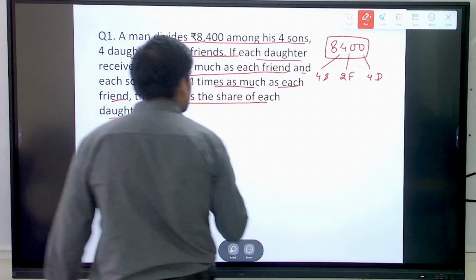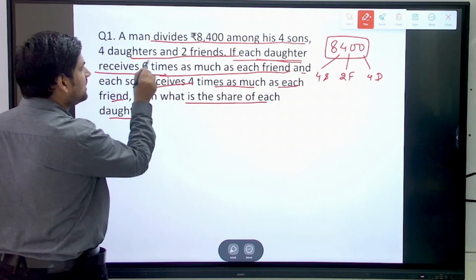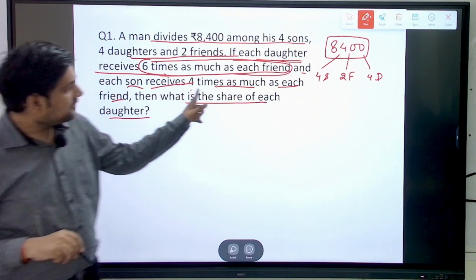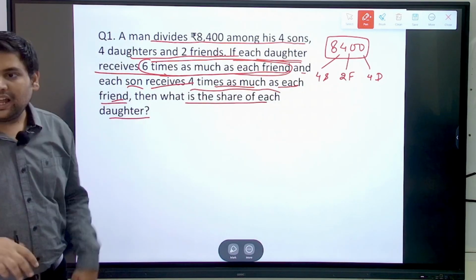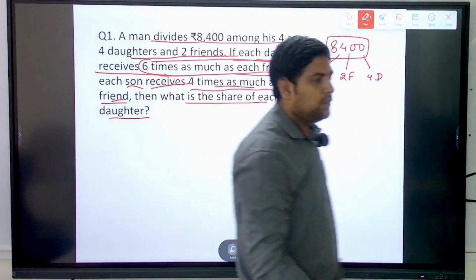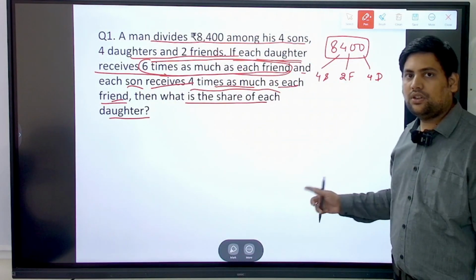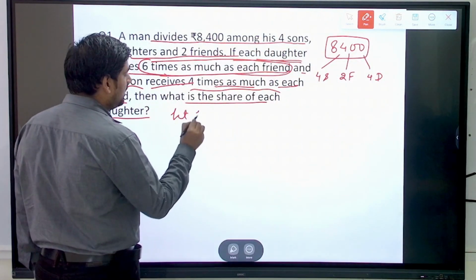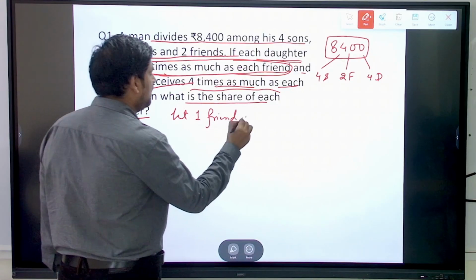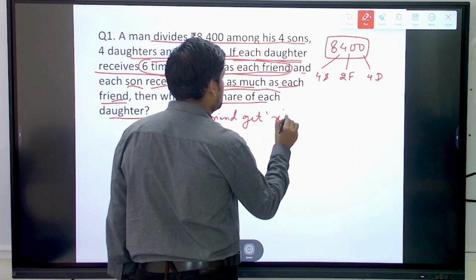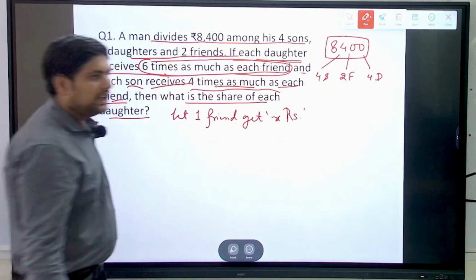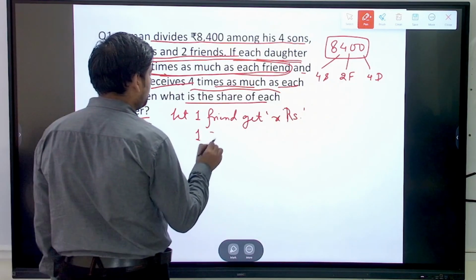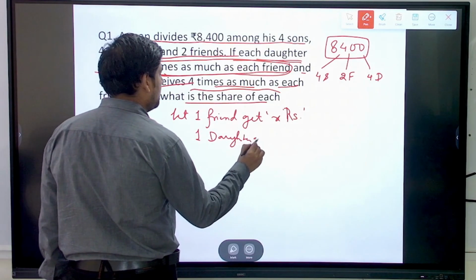Now, it is said that each daughter receives 6 times as much as each friend. Similarly, each son receives 4 times as much as each friend. That means I can write what one friend, one daughter or one son gets all in terms of what one friend is getting. For example, let one friend get X rupees. Now, if one friend gets X rupees, what will one daughter get?